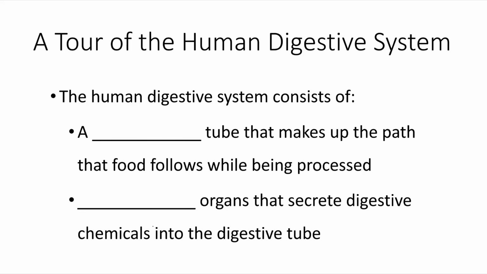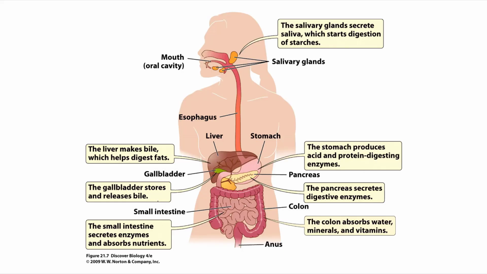The human digestive system consists of a digestive tube that makes up the path that food follows while being processed. In addition to this digestive tube, there are accessory organs that secrete digestive chemicals into the digestive tube. And so, a brief diagram of the organs and components of the digestive system.